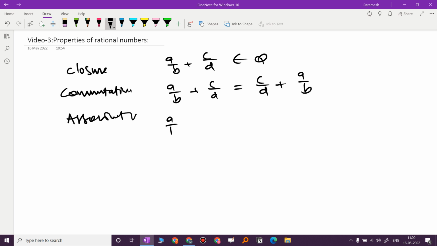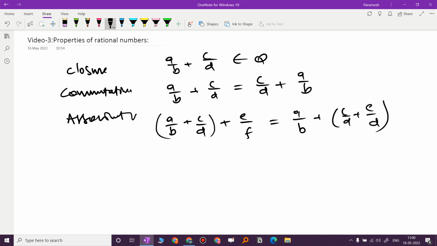Associative means suppose we take any three rational numbers a by b, c by d, and e by f. First we add a by b and c by d, then we add e by f, which is equal to first adding c by d and e by f, and then adding a by b. We get the same result. So that's why the rational number set satisfies the associative property.